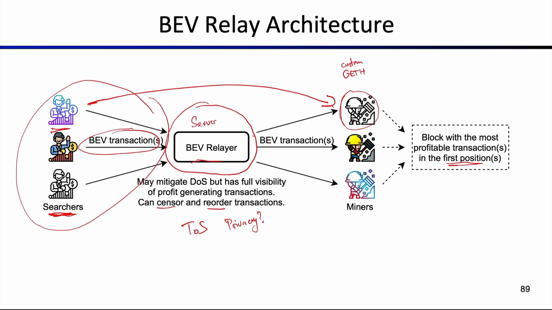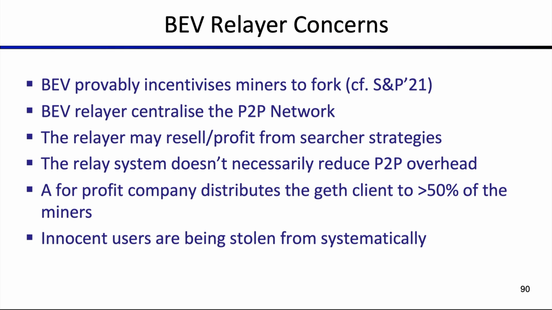So please be aware of these possible concerns. I've written them down here for you to digest in detail. We have seen that miner extractable value, or BEV, provably incentivizes miners to fork. This was published at Security and Privacy this year. It's a real security concern.